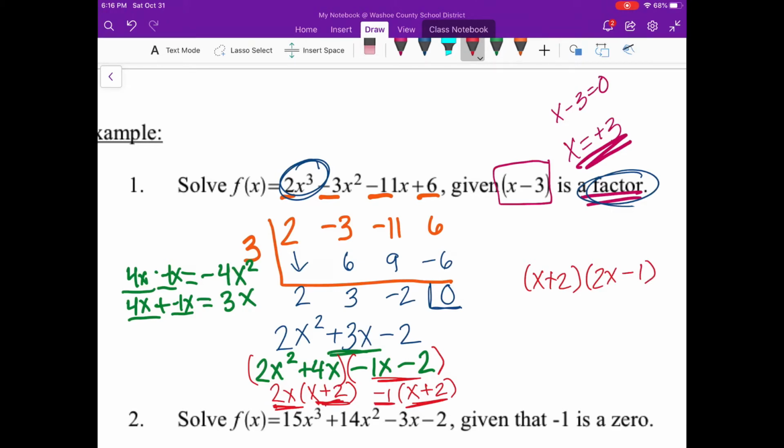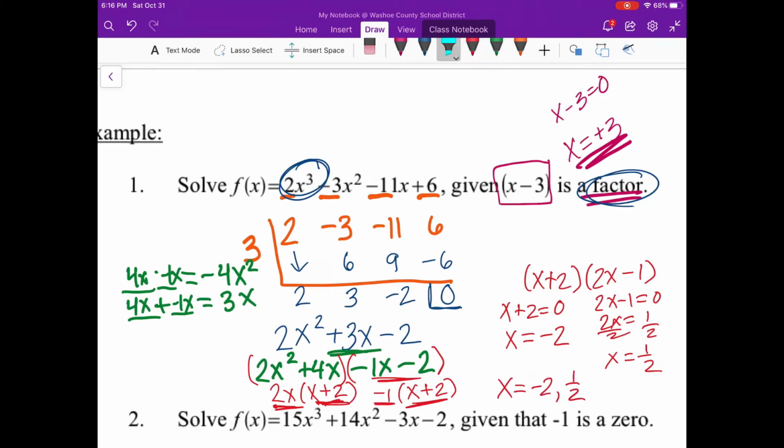So in order to see where the graph is going to cross, I need to set these factors equal to 0 and solve. So I get x equals negative 2. Here I get 2x equals 1, divided by 2, x equals 1/2. Okay, so I have negative 2, 1/2. And here's how I know I need one more answer, because my coefficient for my original problem is x to the 3rd, which means I need 3 solutions.